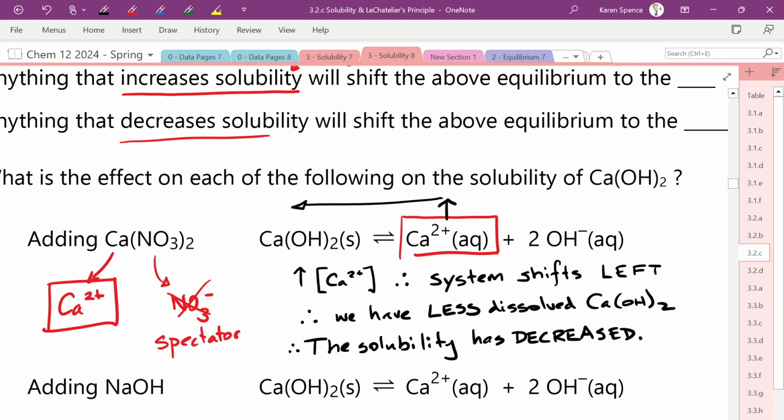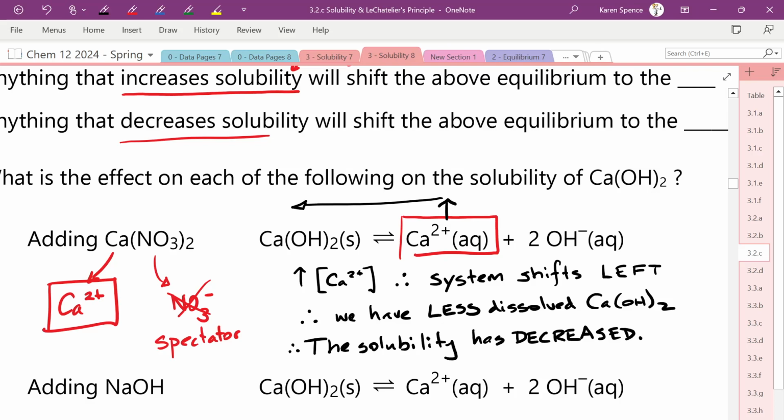Are you guys good? I got calcium nitrate in this beaker. And into it, I dump some calcium hydroxide. In this beaker over here, I got some water, and into it, I dump calcium hydroxide. So this one had calcium ion present to start with. This one had no calcium ion present to start with. Which one will I be able to dissolve more calcium hydroxide into?